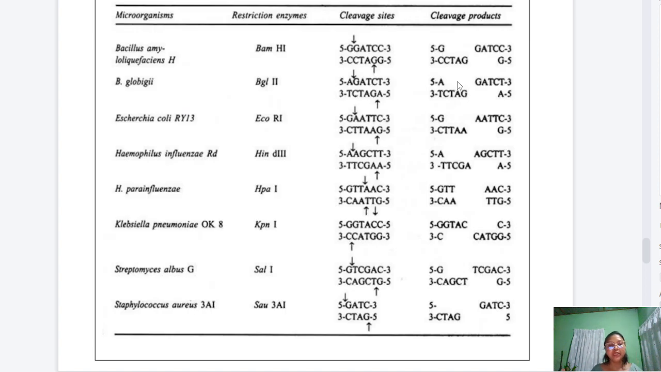Even here, these are some of the names of the microorganisms, some of the restriction enzymes, the cleavage site, and the cleavage products that are being produced by these restriction enzymes.